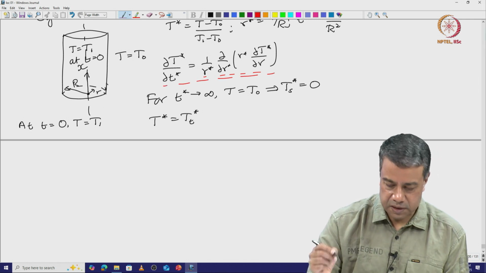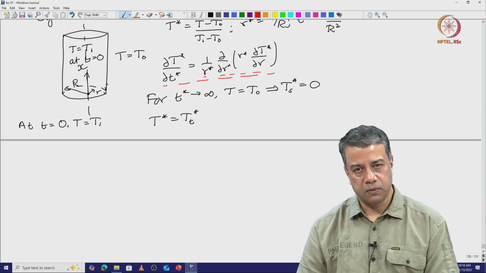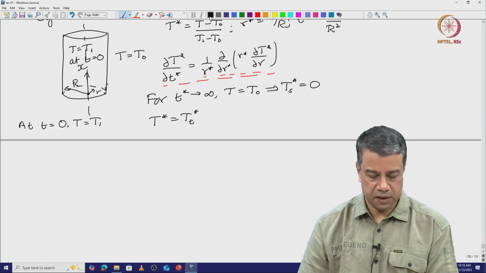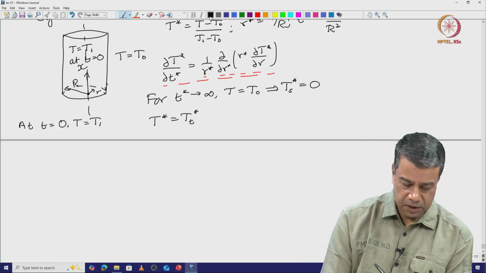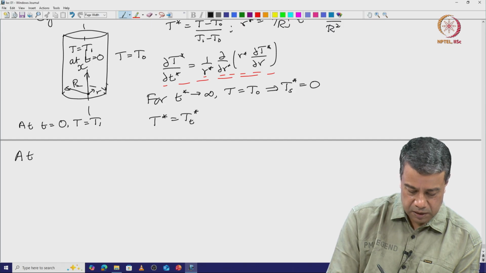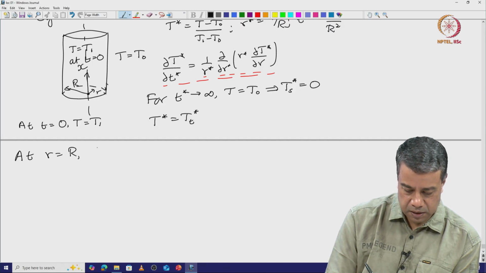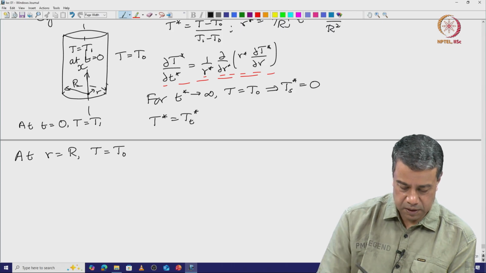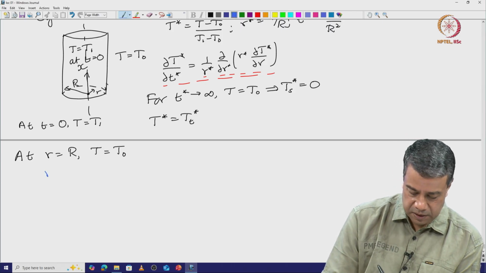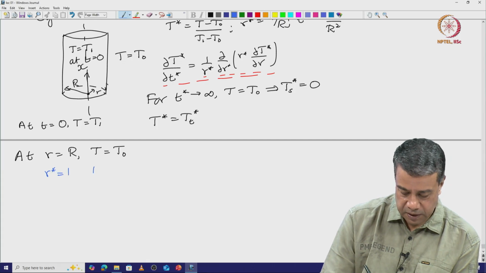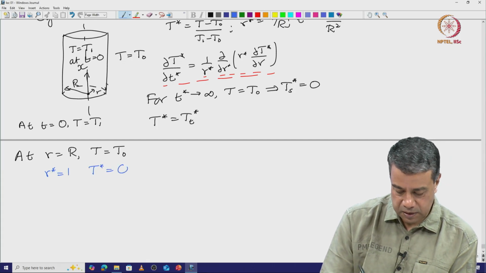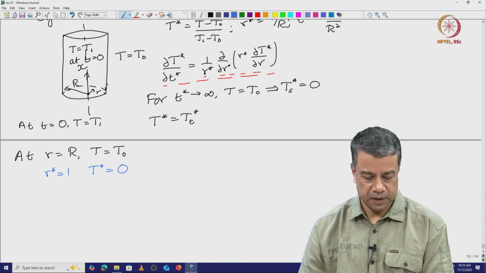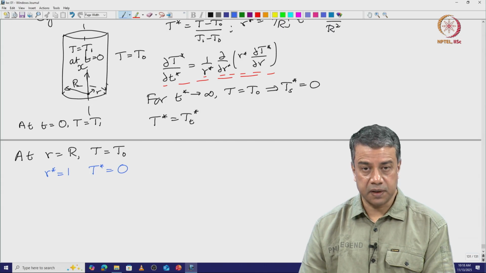In a cylindrical coordinate system, what are the boundary and initial conditions? We know that at r is equal to R, T is equal to T naught. R is equal to R implies that r star is equal to 1, T star has to be equal to 0. So, that is the only boundary condition. We require a second boundary condition.